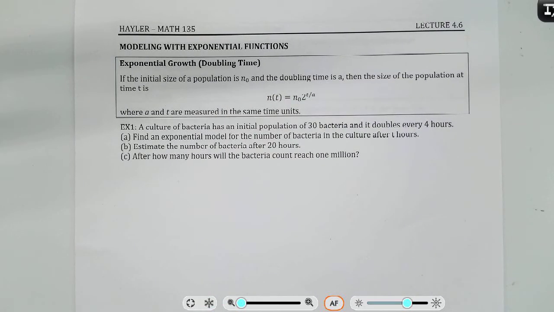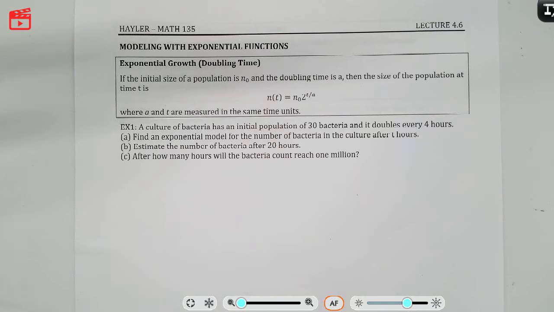All right, so here we are with lecture 4.6, second to the last lecture for Math 135. We're almost there. All right, so modeling with exponential functions. Pretty much these are word application problems using exponential functions. We're going to look at a few different ways that we can use exponential functions to solve problems in the real world.